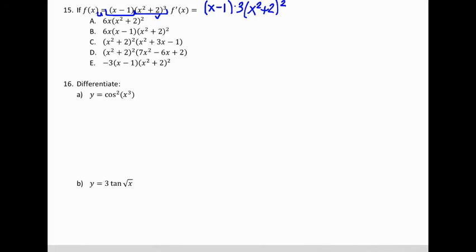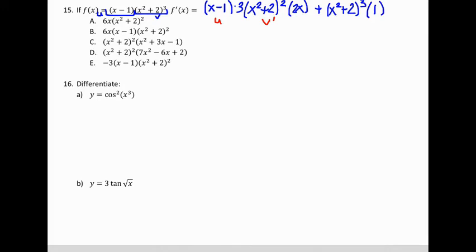But now, since this is a chain rule, we're going to zoom in and take the derivative of what's inside. So the derivative of x squared is 2x, and then the 2 goes to 0. So thinking back, this was u. All of this here was v prime. Now finishing the product rule, I've got to do plus v u prime. And the derivative of x minus 1 is just 1.